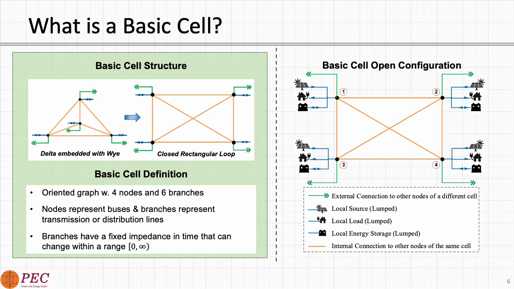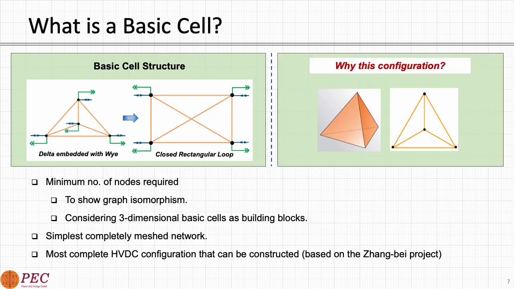On the right side, we see that the basic cell has an inherently open configuration, which is represented by those external connections. The green branch corresponds to the interconnecting branch that allows for external connection to other basic cells to form a complex structure. The blue branches represent local lumped sources, loads, or energy storage. It can also imply or account for the losses in generation, etc.